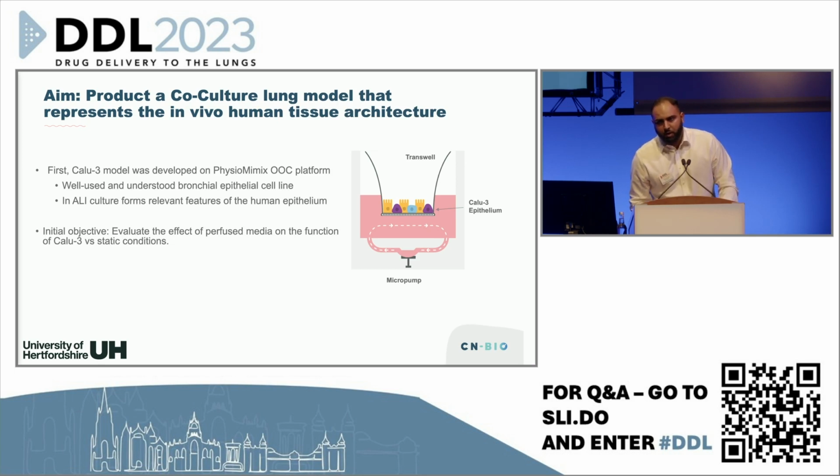So the first tissue that we tried to replicate was the epithelium. I used the Calu-3 bronchial cell line, as it's a well-used and well-understood human cell line, and in air-liquid interface it shows a lot of the features that we see in native human bronchial epithelium. So the first objective was to evaluate the effect of perfusion on our Calu-3 model.